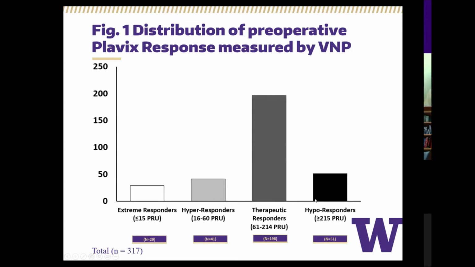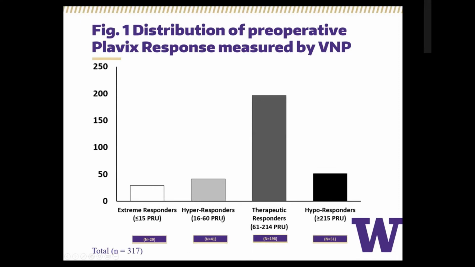There's a small subset of individuals, in this case 51 out of our 317, that are hyporesponders. Theoretically, they're going to have increased risk of stroke and thromboembolic events. Their stent might close up due to a clot. And so we might do things like add a third agent or even increase the Plavix dose to try to compensate.